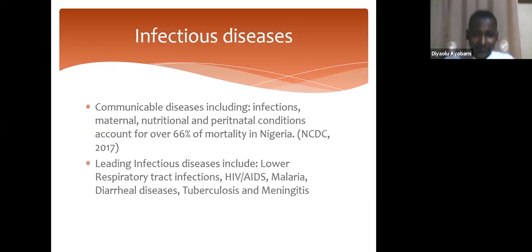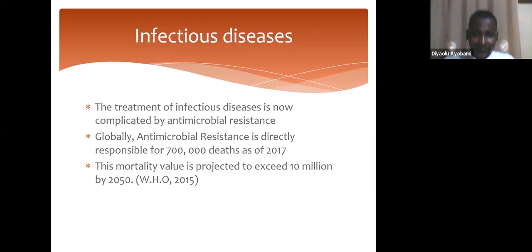More specifically, the treatment of infections is being complicated by antimicrobial resistance, and it is estimated that among the recommendations in the Nigerian guideline, there has been development of resistance to almost all of these drug classes, while globally, antimicrobial resistance has caused 700,000 deaths even as of 2017. However, it is projected in the least estimate that by 2050, we will have at least 10 million lives lost per year, more than the total deaths resulting from malaria, HIV, and tuberculosis combined.